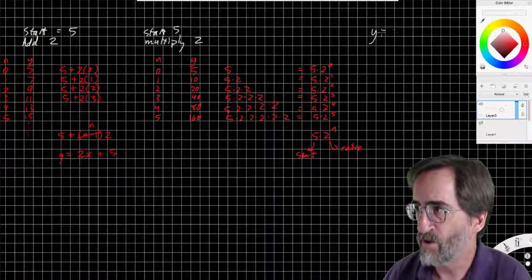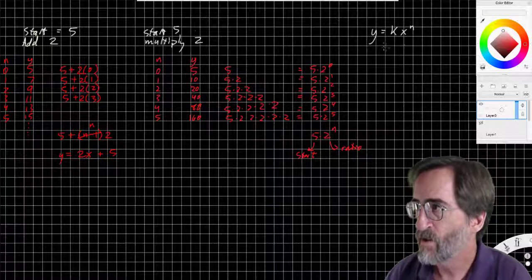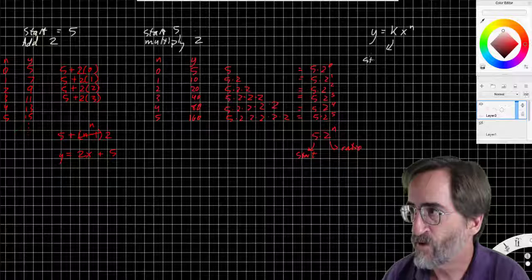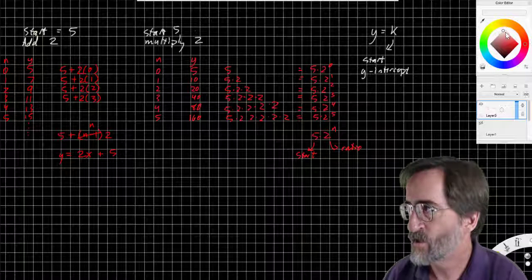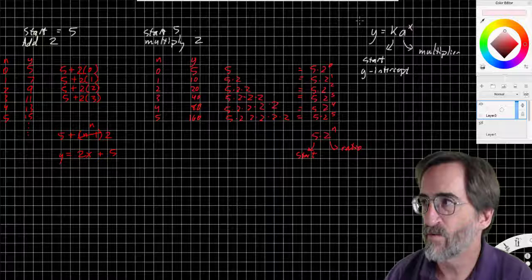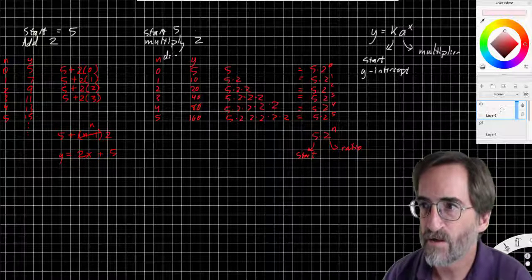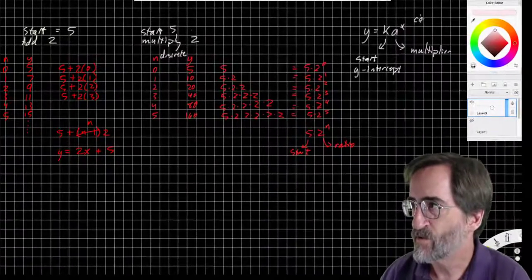And this is the way it's presented in your lesson. y equals k, and actually not x to the n, a to the x, k times a to the x, okay? It's important to note that k is the start value. It's also called the y-intercept. And a is the common ratio or multiplier. And n is discrete, okay? We talked about this in a previous lesson, discrete. And x is continuous.